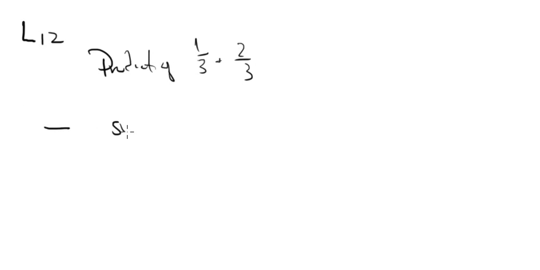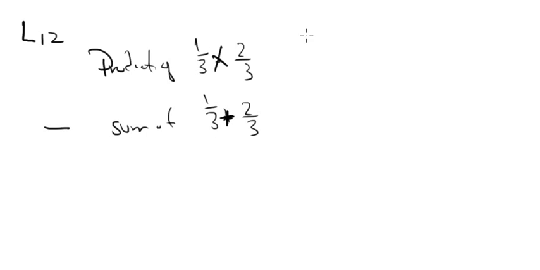It wants to know, what is the difference when the product of 1/3 and 2/3 is subtracted from the sum of 1/3 and 2/3? Well, you've got to know what products and sums are. Products are a result of multiplication, so I'm going to multiply this, and sums are a result of addition, so I'm going to add this, right?